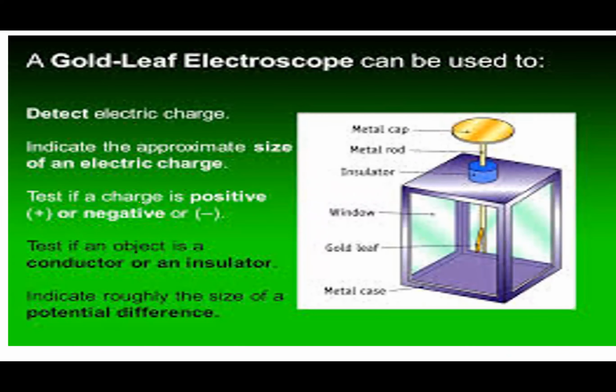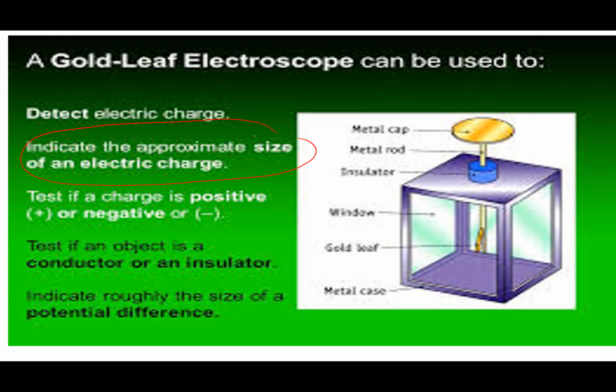A gold leaf electroscope can be used to detect the presence of charge, and indicate the approximate size of an electric charge. More deflection, more will be the number of charges. Less deflection, less charges. It can test if a charge is positive or negative, test if an object is a conductor or an insulator, and indicate roughly the size of potential difference.